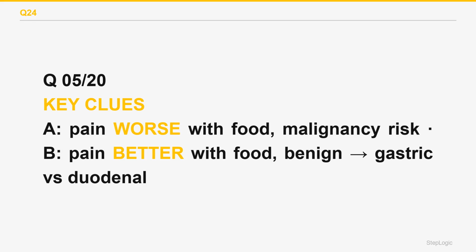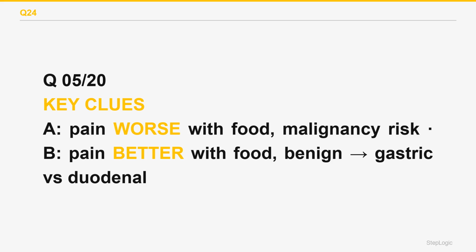Gastric ulcers, patient A, cause pain that worsens with meals. Eating stimulates acid that irritates the ulcer, so patients may eat less and lose weight. Gastric ulcers are associated with H. pylori and NSAID use, often with decreased mucosal protection, and they carry a small but real risk of malignancy, so they should be biopsied and followed to healing.